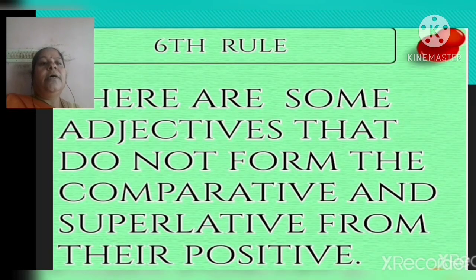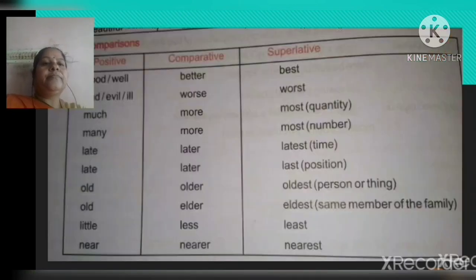Sixth rule: there are some adjectives that do not form the comparative and superlative from the positive degree. These are called irregular adjectives. For example, good and well: better, best; evil, ill: worse, worst; much: more, most; many: more, most. You should ask the question: why should we use more and most for much and many in the comparative and superlative degrees?